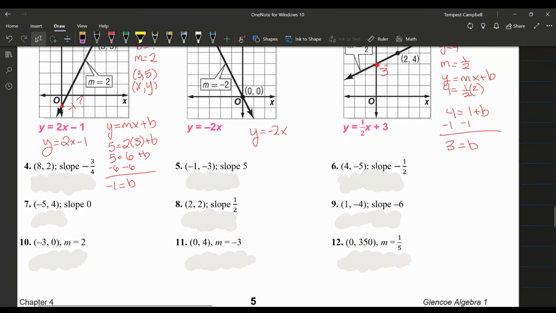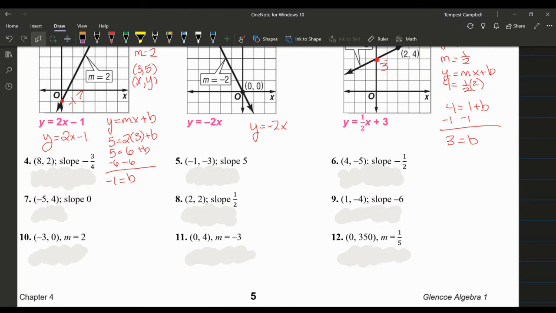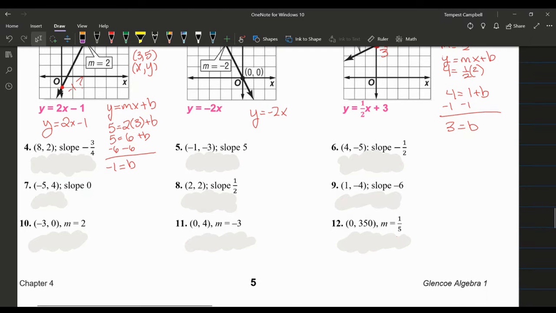All right, let's do a couple that are not easy to do. So let's do this one where our slope is 0. So let's see what happens when our slope is 0. So we're going to have m equals 0. We have x equals -5, and then y equals 4. So we're going to plug this into y equals mx plus b, so 0x plus b. So we get 4 equals 0 plus b, which is 4 equals b.